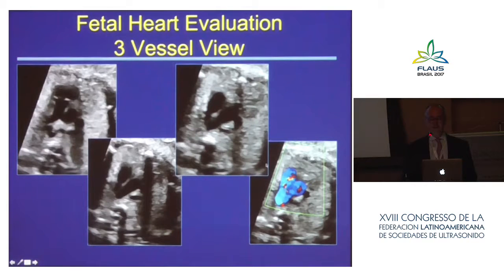Color isn't necessary for evaluating it, but it's important to really look at this three-vessel view because any type of conotruncal abnormality can be much better ascertained by incorporating this into our evaluation of the fetal heart.